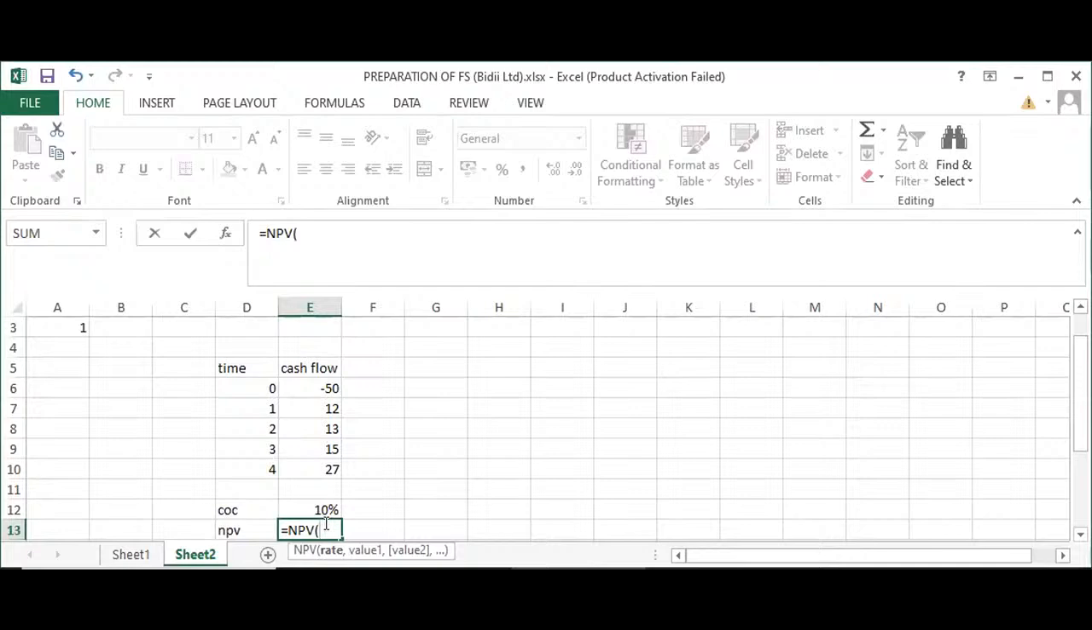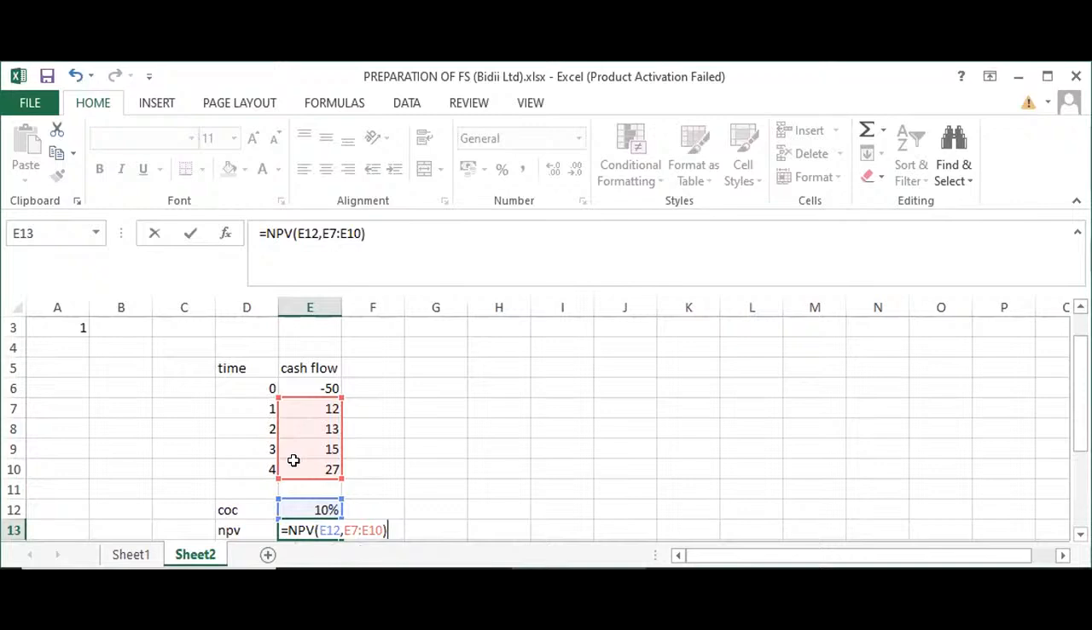Now you can see they are telling you pick the rate. The rate is the cost of capital. Pick the 10%. Then they want you to say comma, isn't it? So you say comma. Not that one. Comma ya chini. And then from value 1, you highlight all of them. You close brackets. You can see bracket there.